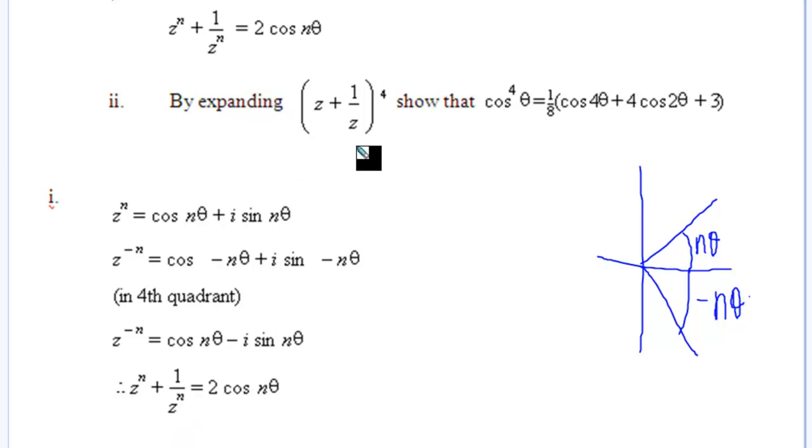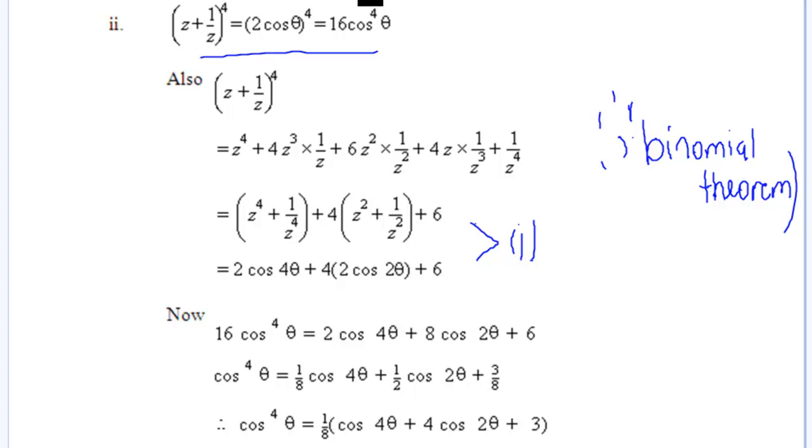And then we want to expand z plus 1 on z to the power of 4 and show that we can get that solution. So again, from part 1 we know that z plus 1 on z to the power of 4 is 2 cos theta to the power of 4, which gives us 16 cos theta to the power of 4. We also know from the binomial theorem that we can expand z plus 1 on z and we can get this situation. So from when we're looking at that as well, we can start to collect our terms.